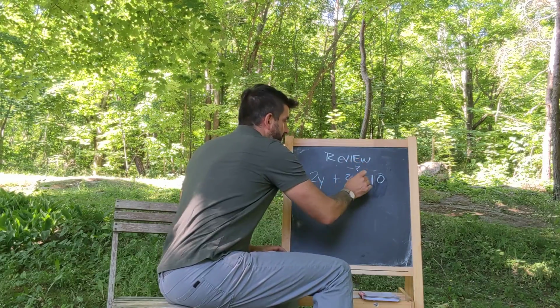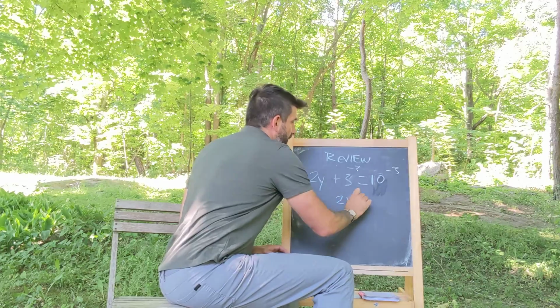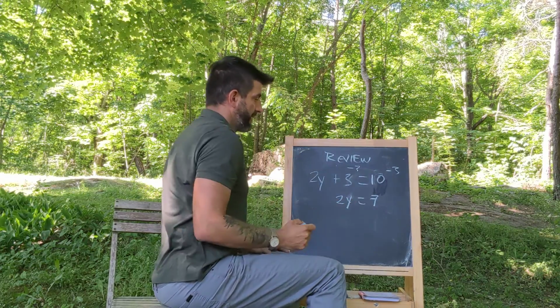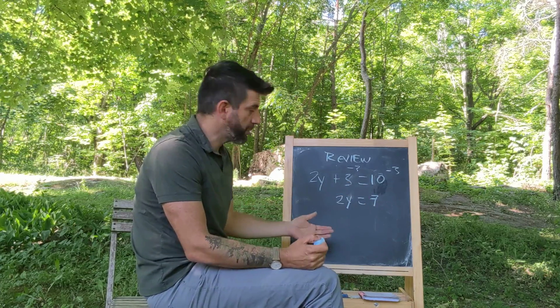So we're going to get rid of our 3. Plus 3, we're going to take away 3, we're going to get 3 here. So we're going to end up with 2y equals 7. And now you can maybe see, I'm going to end up having to divide 7 by 2, which doesn't work into a whole number.